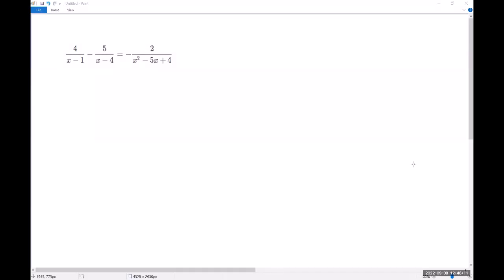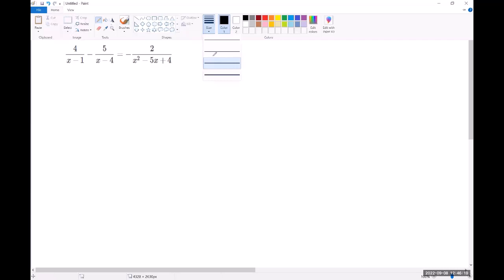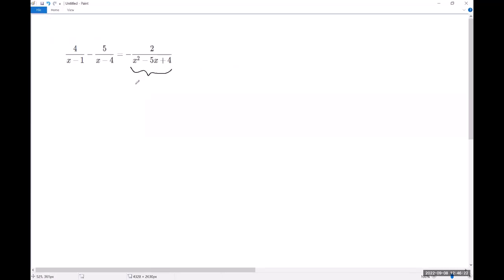Okay, let's go ahead and try this one. So what we need to do on this one is factor this thing. So this is going to be x minus 4, x minus 1. And I'm going to do it this way. Let me try it again. I'm going to just put a big bracket like that so I don't have to write it all over again.